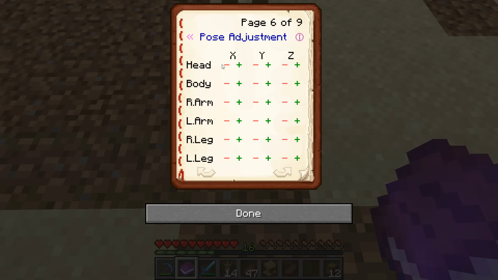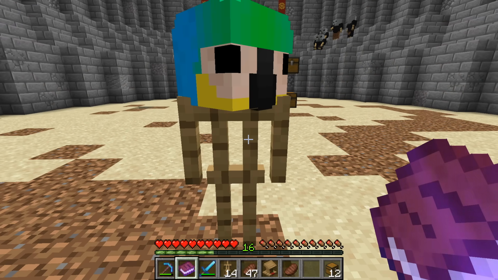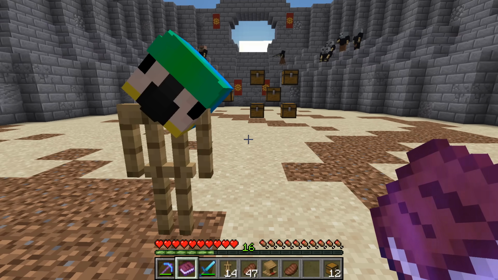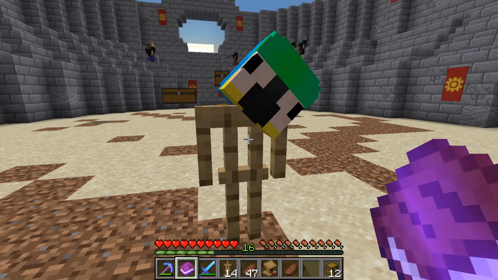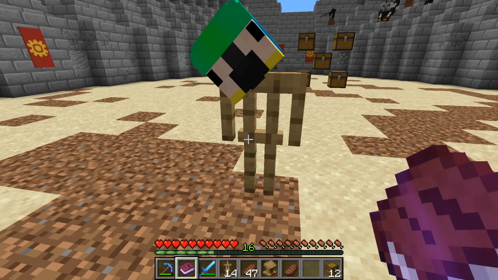So let's put down, so negative X for a head makes it go down. Positive Y makes it look to the left. Negative Z tilts its head one way, and positive Z tilts it the other way.